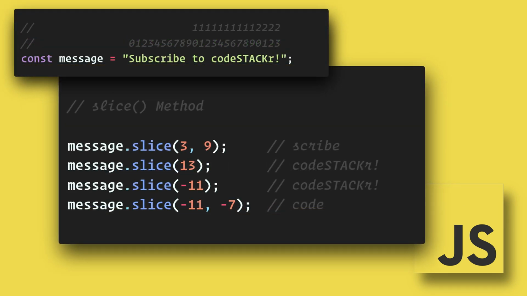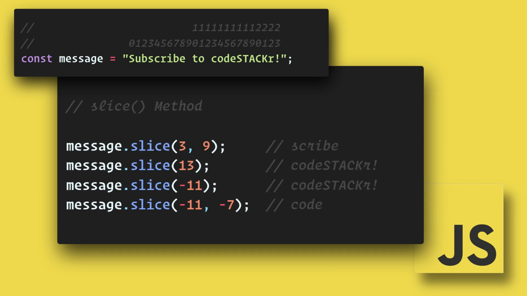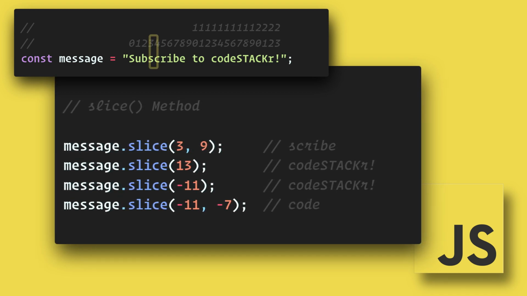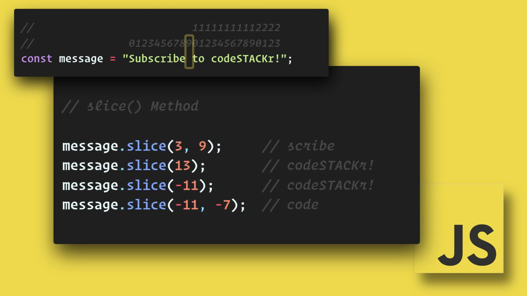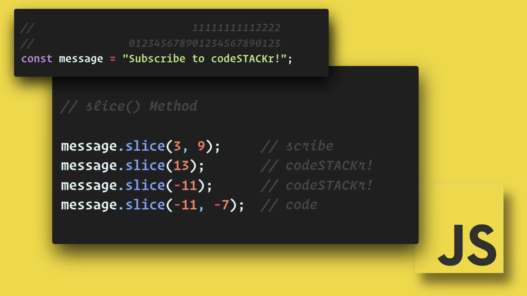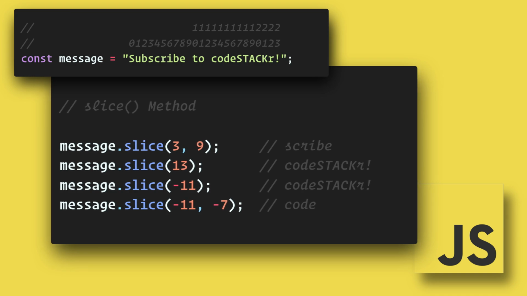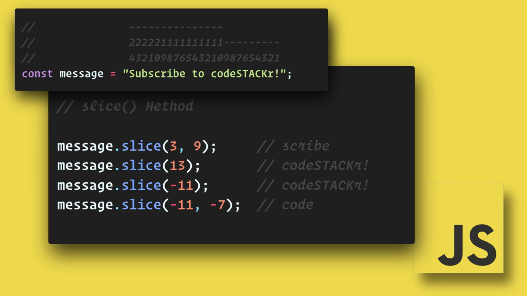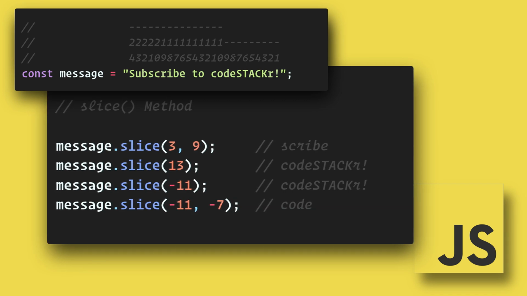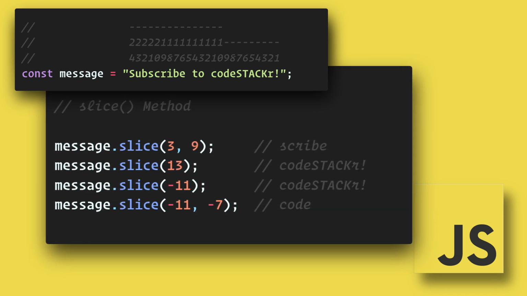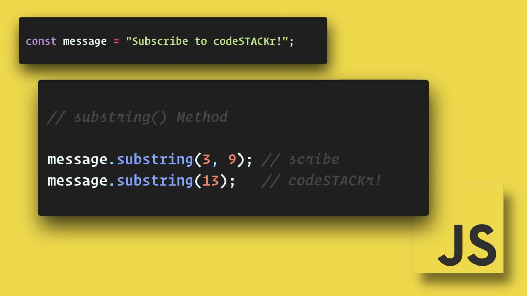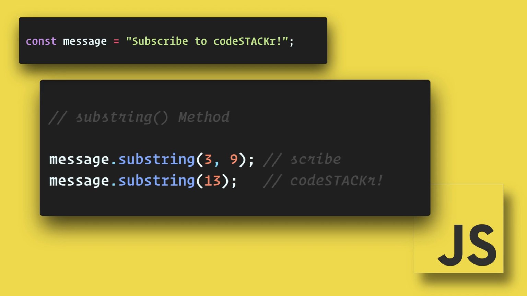The slice method uses indices to extract a portion of the string. The first example starts at index 3 and stops at, but does not include, index 9, returning the string scribe. If the second parameter is not included, then it will include the remainder of the string after that start position. With slice, we can use negative numbers to start at the end of the string. When counting from the end, we start at -1, counting down. The substring method is similar to slice, but cannot use negative numbers to start from the end.